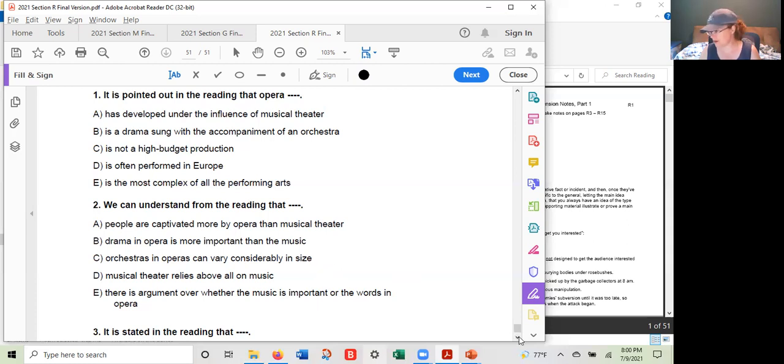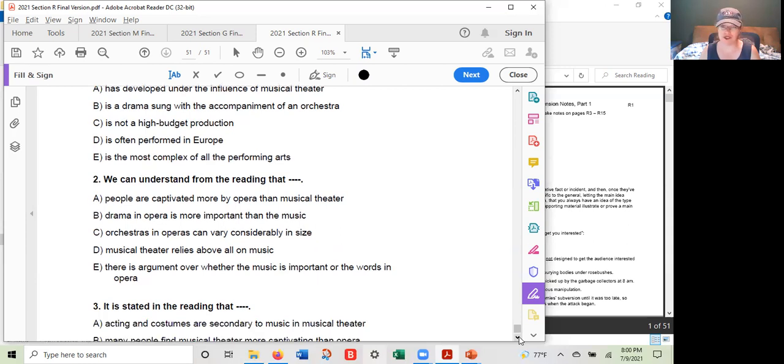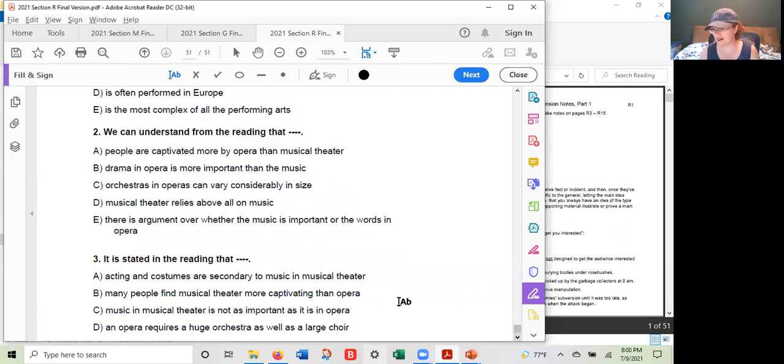And lastly, with number three, it is stated in the reading that, okay, hopefully we should find this pretty straightforward. Acting and costumes are secondary to music in musical theater. I did not see that stated in the passage. It said that opera has costumes and scenery and stuff, but it said acting for musical theater was most important. The dramatic performance was primary. So A is incorrect. It's actually more that acting is more important than music. Letter B, many people find musical theater more captivating than opera. That wasn't in there. There was nothing about who prefers what. There were no opinions in this piece. It was entirely expository.